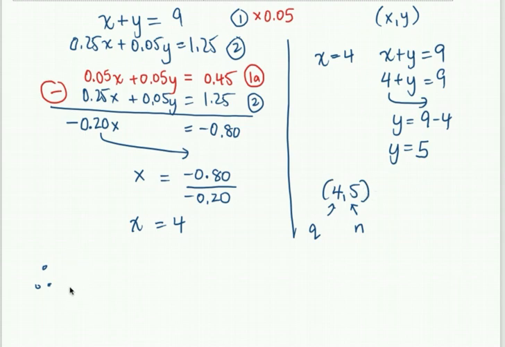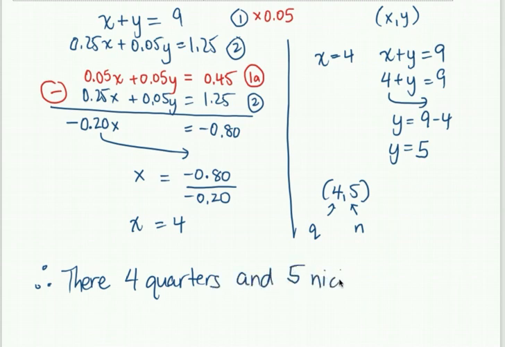All right, so therefore there are 4 quarters and 5 nickels, okay, in the coffee machine.